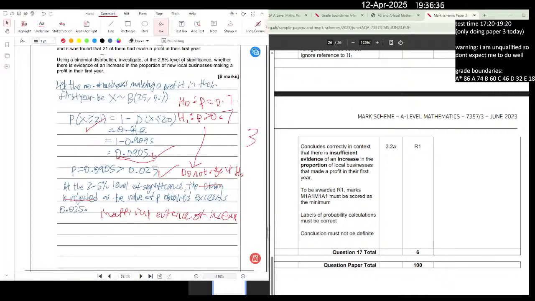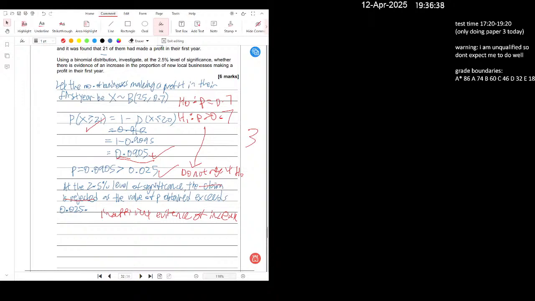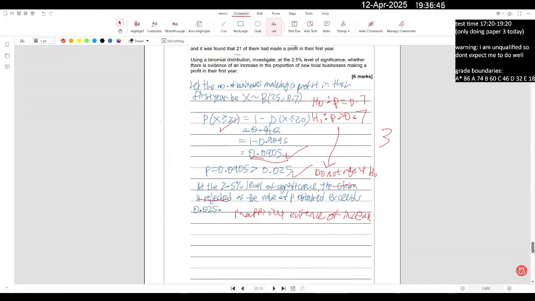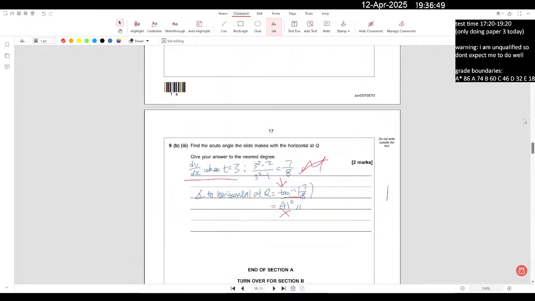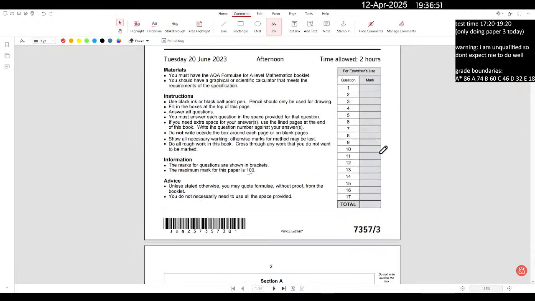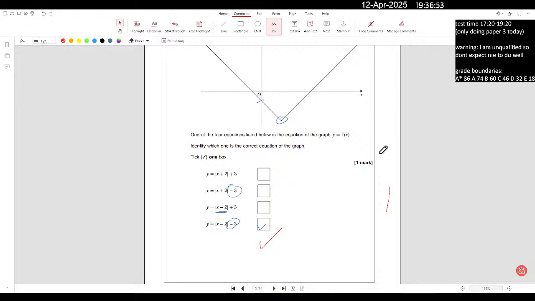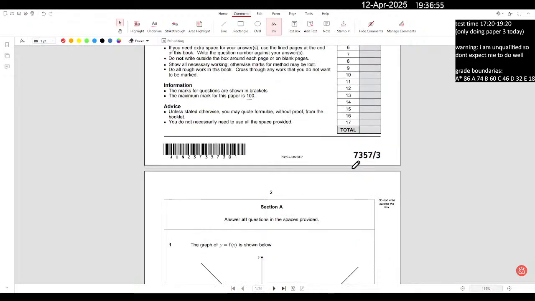What's the total marks? So, grade boundaries for this paper, put it up there. A star 86, A 74, B 60, C 46. The rest I should not even be thinking of. But since I've done paper 1 and 2 already, I have a total mark as well, which we'll get to later. For now, let's count up the marks.